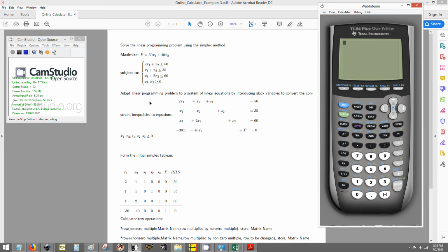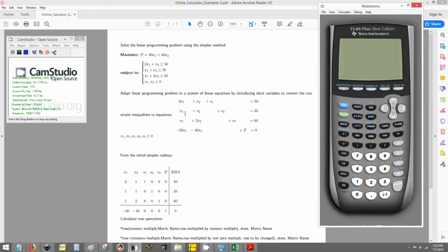First thing we need to do is to adapt the linear programming problem to a system of linear equations by introducing slack variables to convert the constraint inequalities to equations. So essentially what I'm doing is if 2x1 plus x2 is less than or equal to 50, then there's some number that I can add in there to make it equal to 50. So we just call it s sub 1 for slack variable 1.